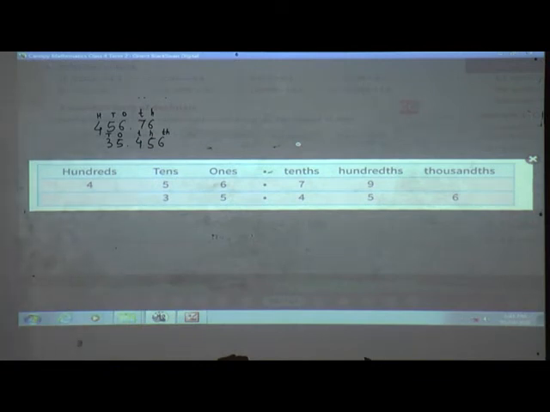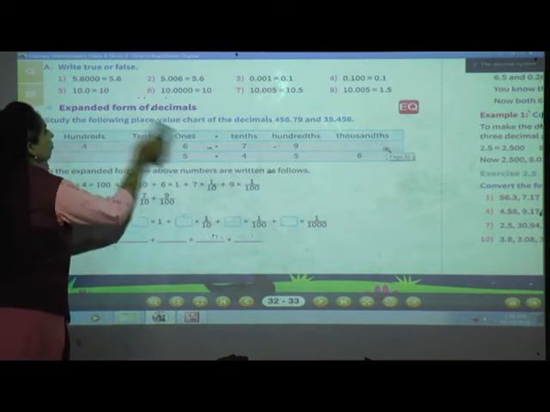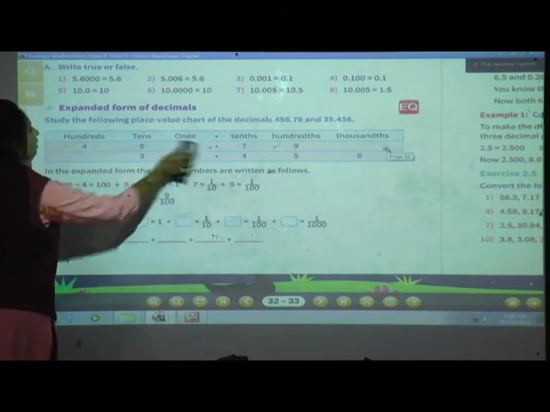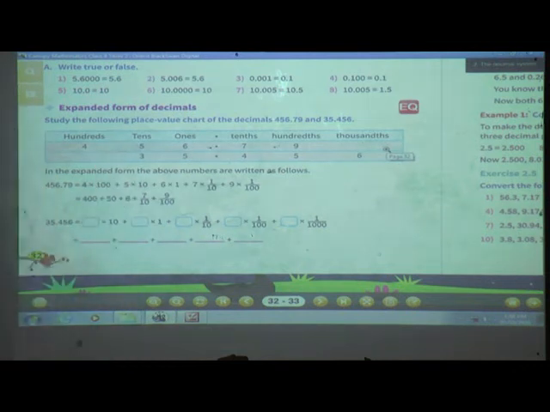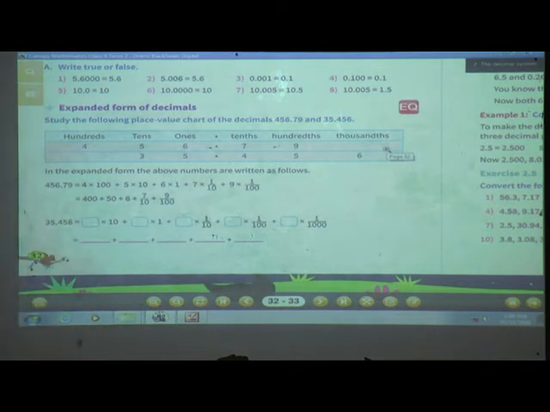Yes? Are you getting it? Yes. Now with this place value chart we are going to study the expanded form. Already you have studied the expanded form in term 1, isn't it? You know the expanded form, but today we are going to study the expanded form of decimal numbers. In the expanded form the above numbers are written as follows. See how?